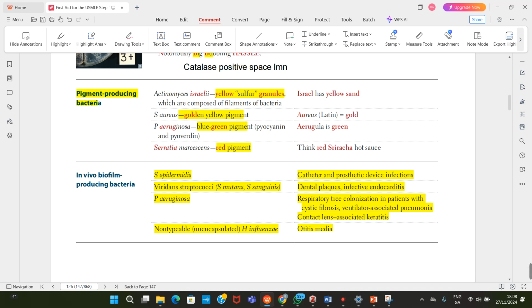So, for example, Actinomyces israelii will release some yellow sulfur granules. So it has this yellow coloration, and within this granule, there are filaments of the bacteria. Then Staph aureus has a golden yellow pigment being released. Pseudomonas aeruginosa has a blue-green pigment being released containing pyocyanin and pyoverdin. Then Serratia marcescens has a red pigmentation.